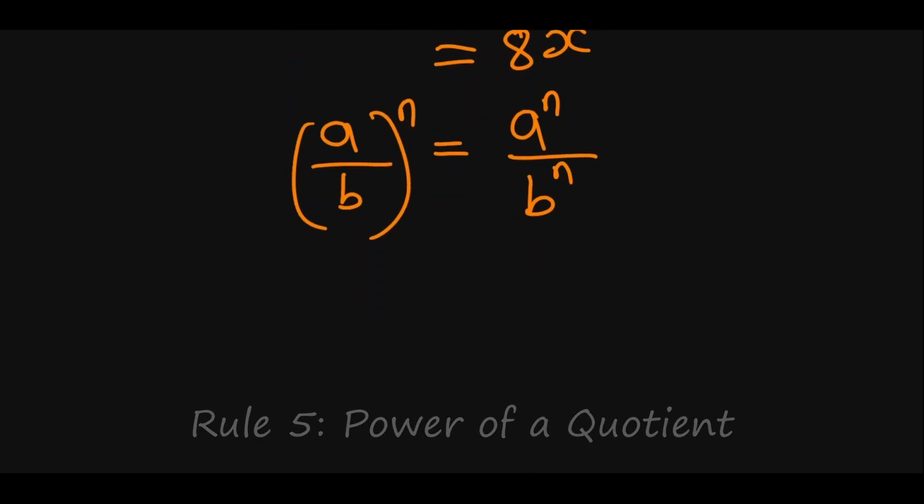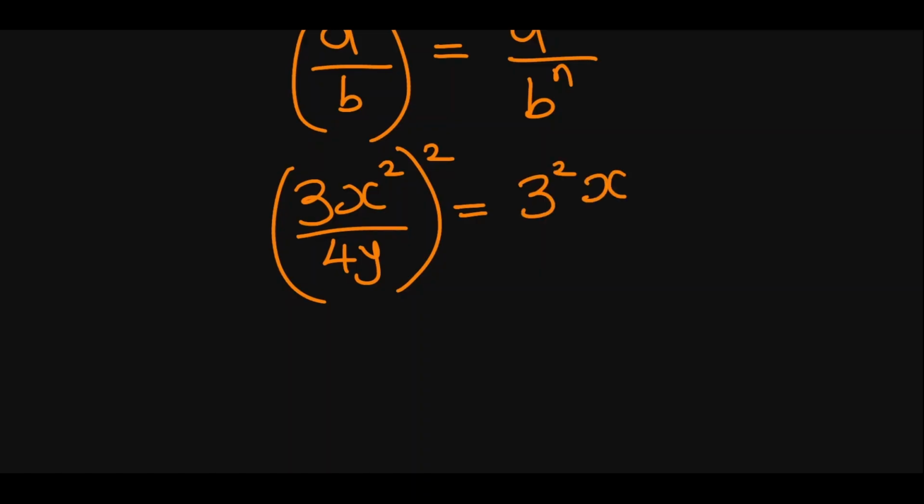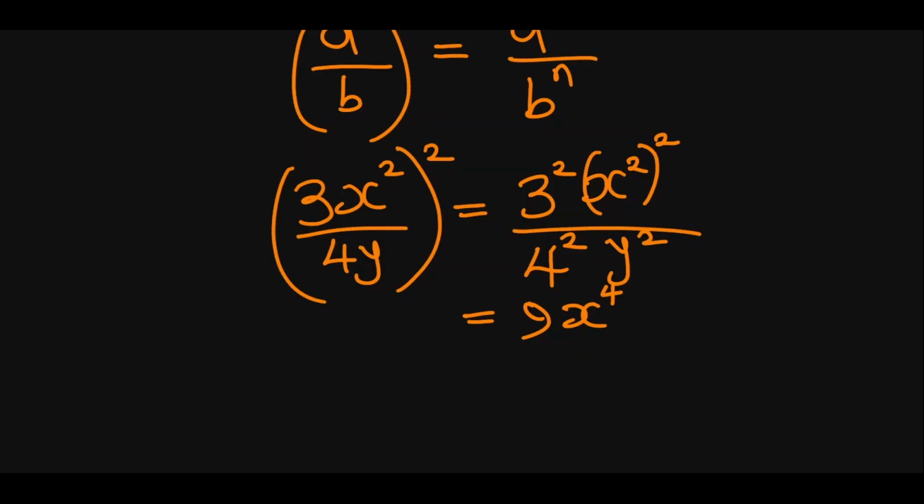So let's take an example here. (3x squared) over (4y) all squared. It means that the answer to this is 3 squared, then (x squared) squared, that is the squared goes for x squared as well, over 4 squared y squared. So if you simplify this further, 3 squared is 9, (x squared) squared, based on one of the previous laws we've already looked at, is x raised to power 4, then over 4 squared is 16 y squared. So that's the answer for this.